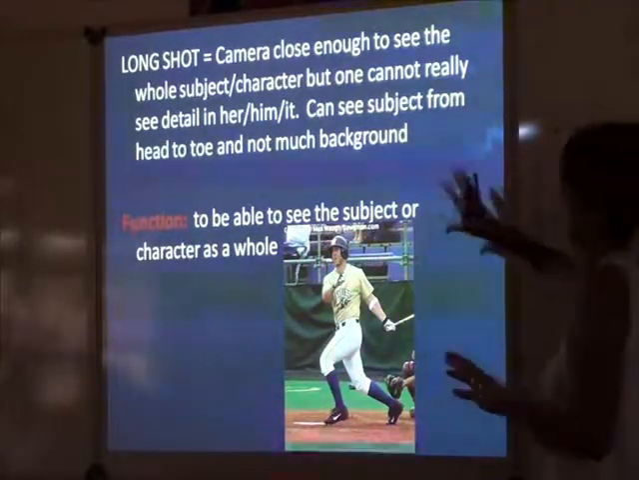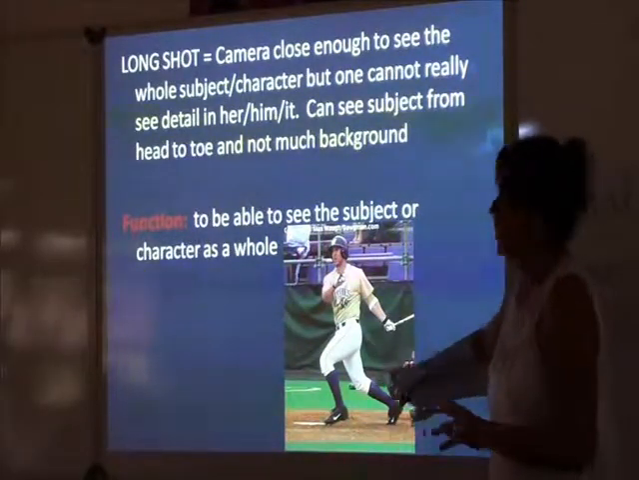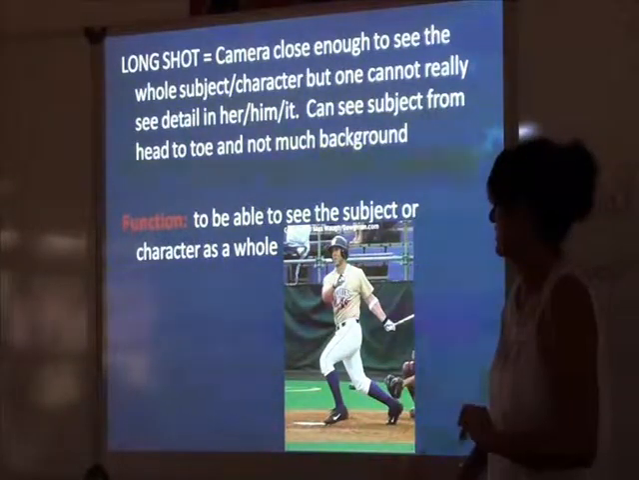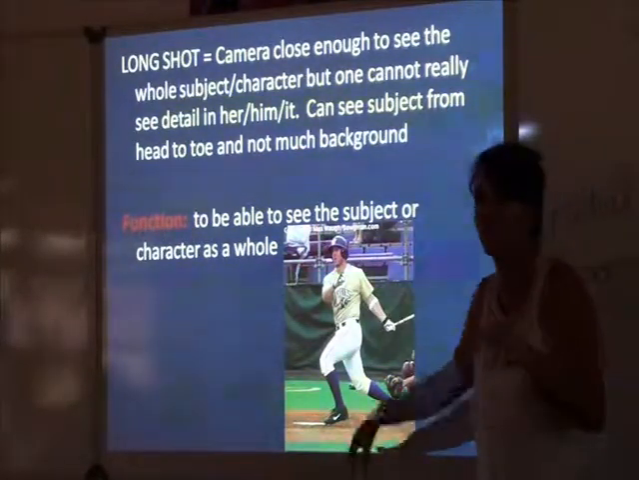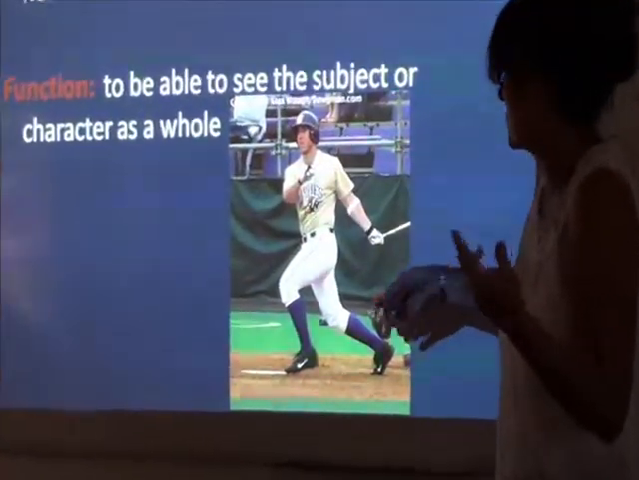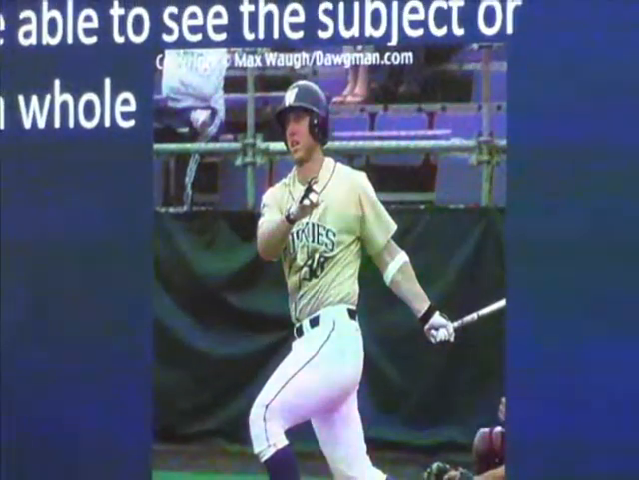Okay? What can we tell about this subject? He's a baseball player. His role in the team is a batter. Okay? Just from his body language, what can we establish? Is he a bad batter? He seems good enough that he's looking into the distance because that's where his ball is going.